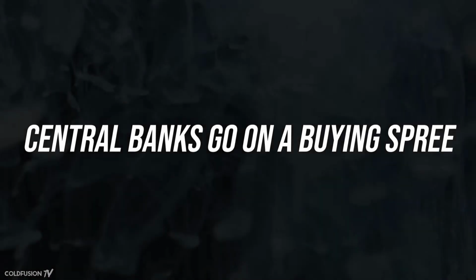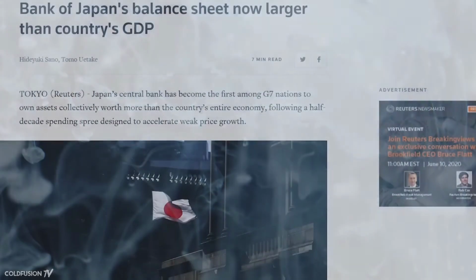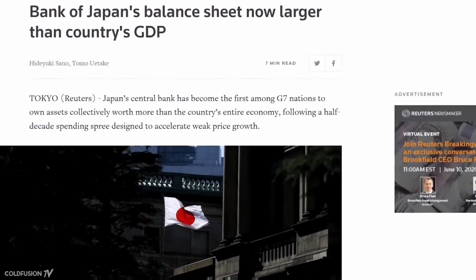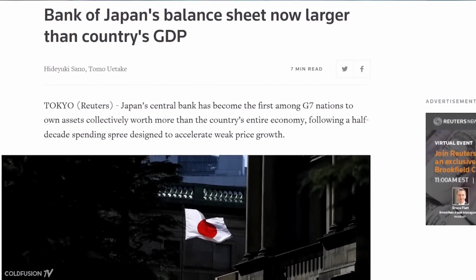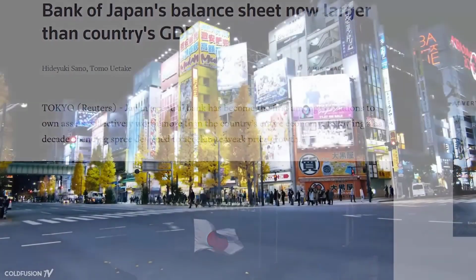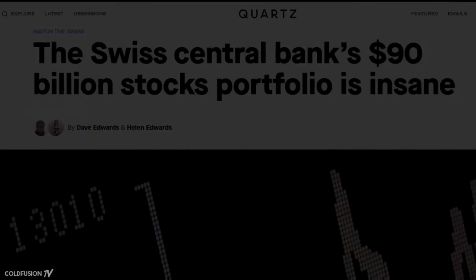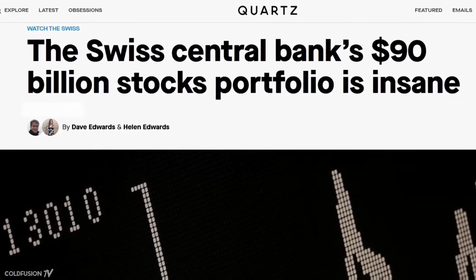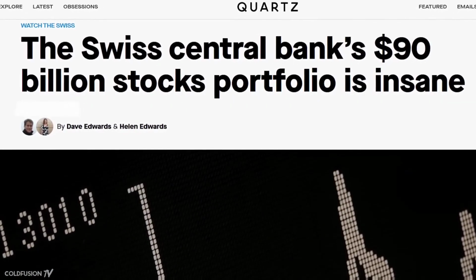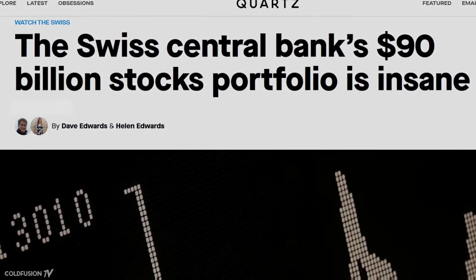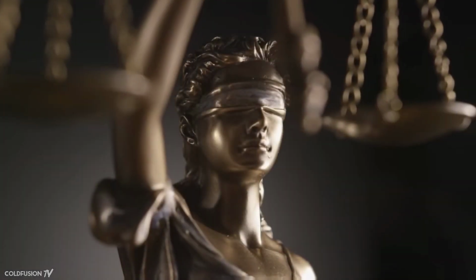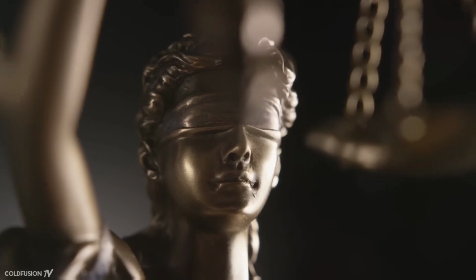When central banks buy bonds given by the government or corporations, they can end up owning a lot of the world's assets. For example, the balance sheet of the Japanese central bank is bigger than the entire GDP of Japan. They own 80% of their stock market. That's right, the Central Bank of Japan is their stock market's largest shareholder. The Swiss central bank owns $90 billion in American stocks, including Apple, Microsoft, Google, and Amazon. When I first heard of this a few years ago, I simply couldn't believe it was legal.